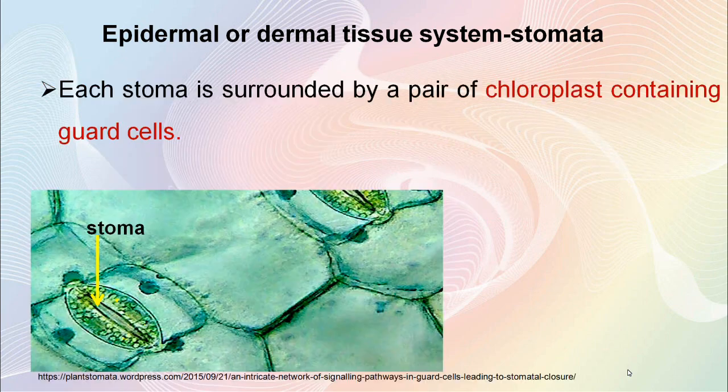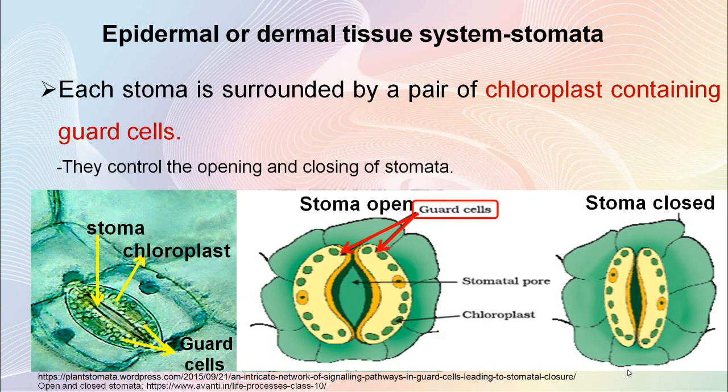Each stoma is surrounded by a pair of chloroplast-containing kidney-shaped cells called the guard cells. Other epidermal cells don't have chloroplasts. The guard cells regulate the opening and closing of stomata and thereby control the movement of gases, including water vapor, into and out of those plant parts.